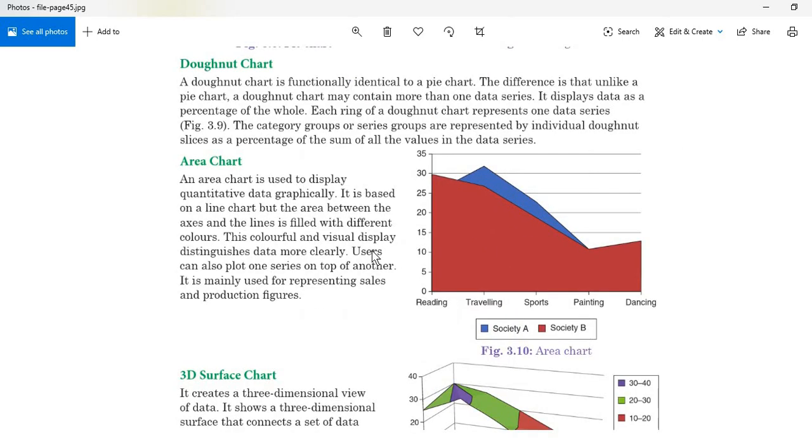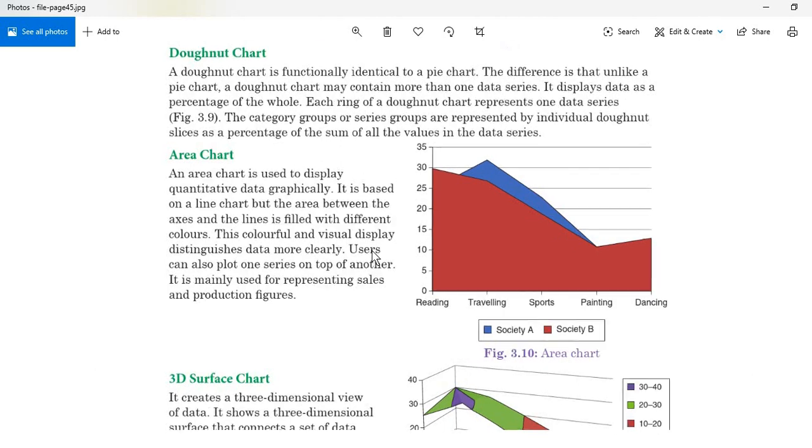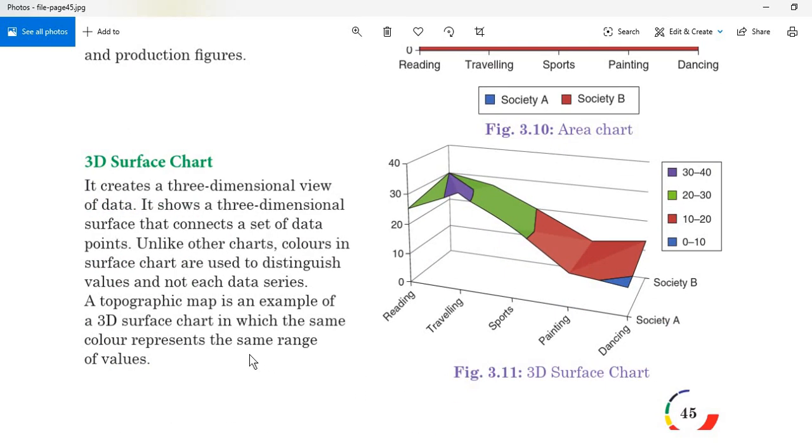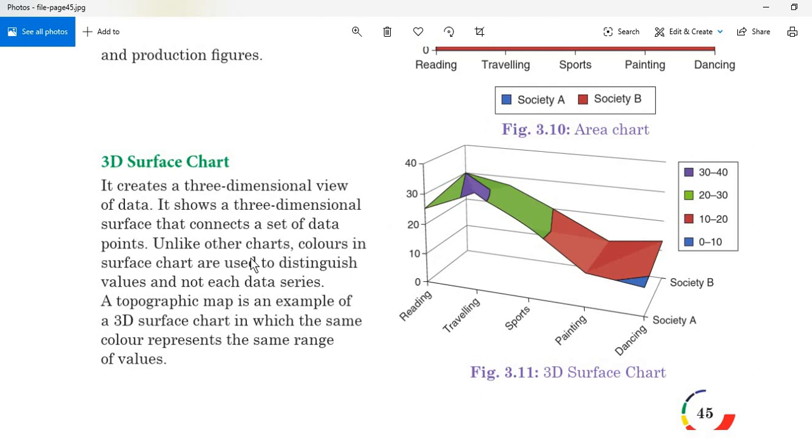See, an area chart is usually used to display quantitative data graphically. It is based on a line chart, but the area between the axis and the lines is filled with different colors. যেটা আমি বললাম. This colorful and visual display distinguishes data more clearly. Users can also plot one series on top of another, যেটা এখানে করা আছে already. It is mainly used for representing sales and production figures. Okay, sales and production figures are used. Now this one is called 3D surface chart.